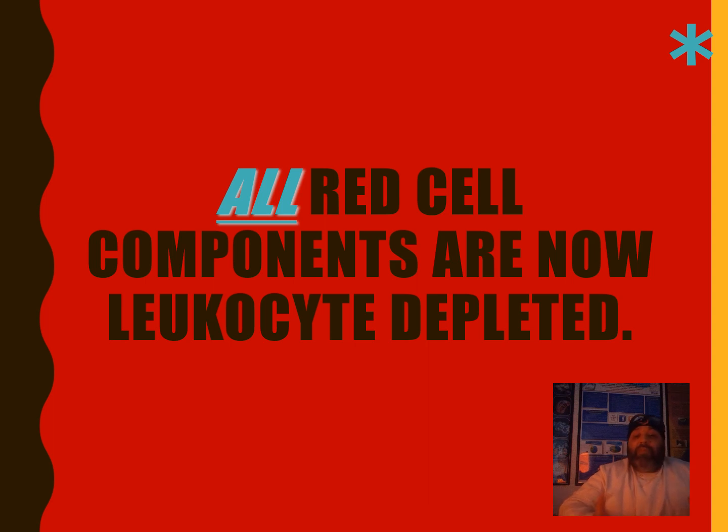where there is no infiltration of leukocytes or lymphocytes, i.e. what are known as white cells. So again, all red cell components are more or less leukocyte depleted. In a later overview, I will talk a little bit about irradiated blood components. But for now, generally, all red cell components that come through blood donation sites are depleted of leukocytes.